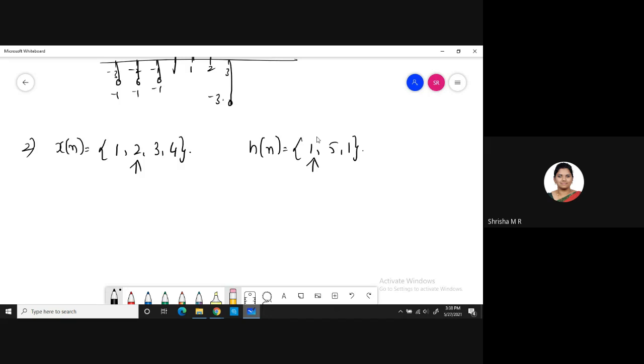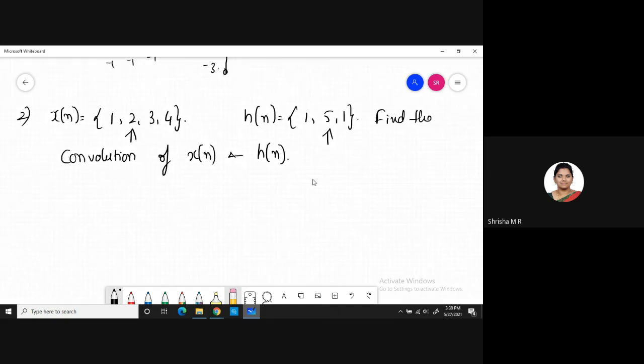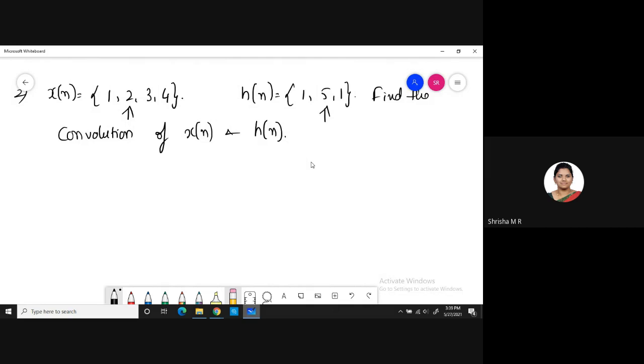Yeah, it's 5. Origin is 5. So you have to find the convolution sum of x of n and h of n. If only this much is given, you can use a simple method which I'll show you now. If they tell you to do a graphical method, you have to do the graphical method only.